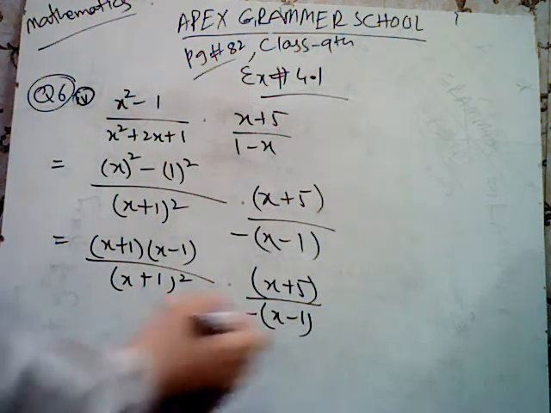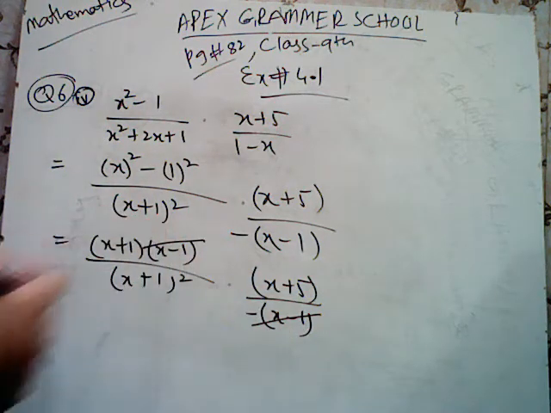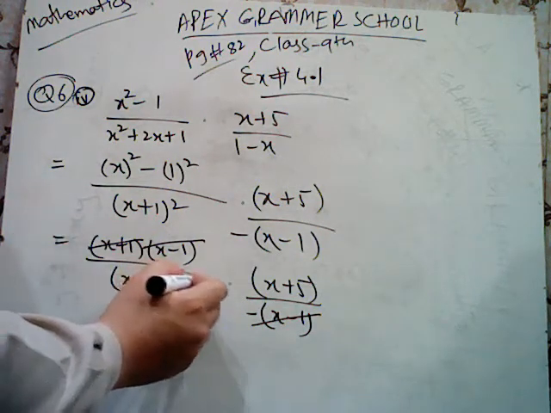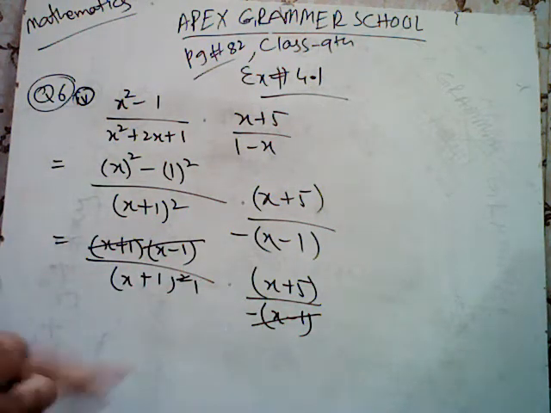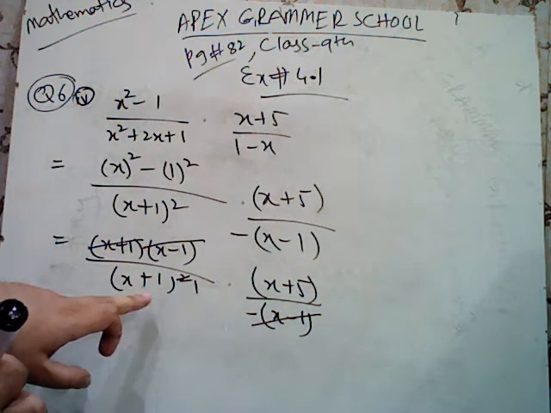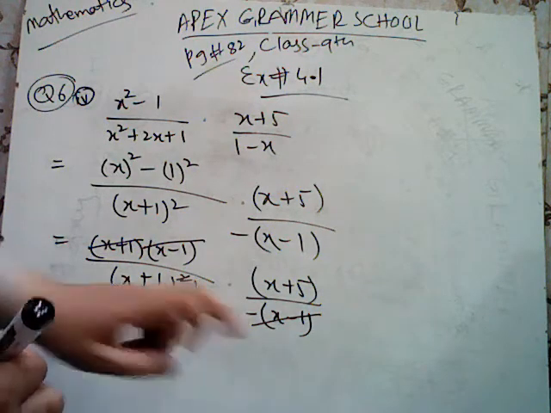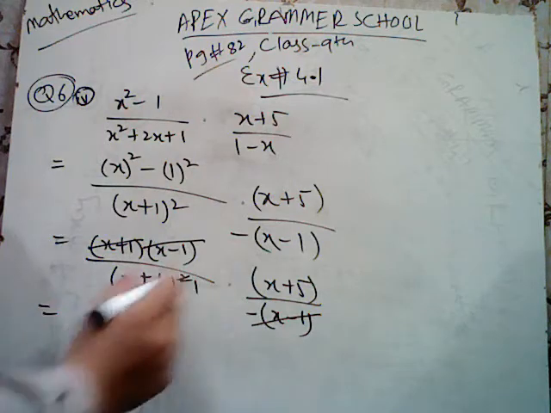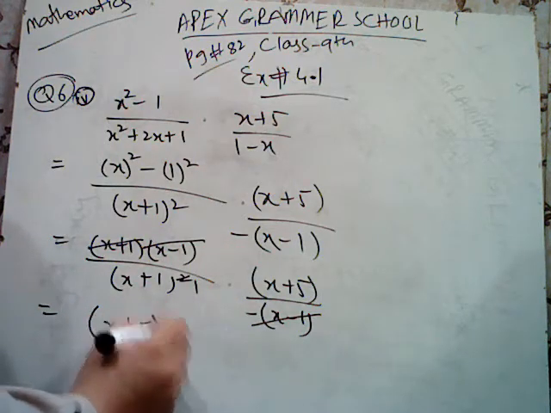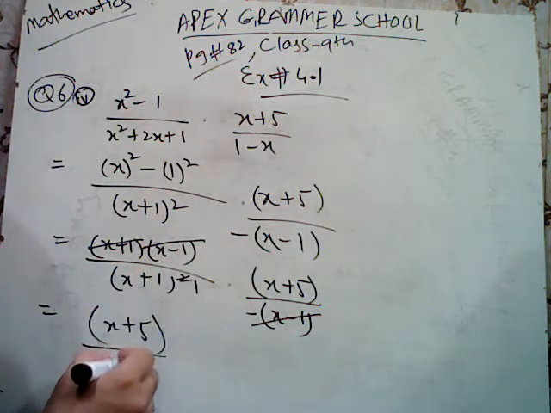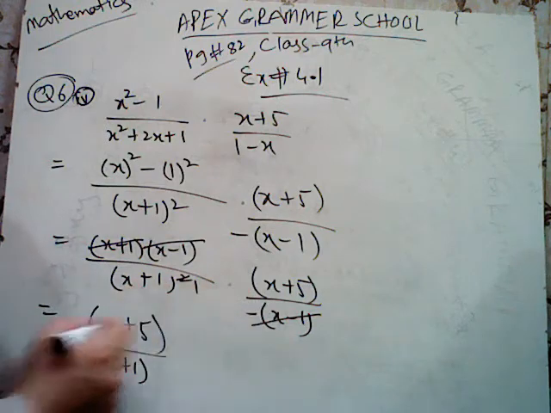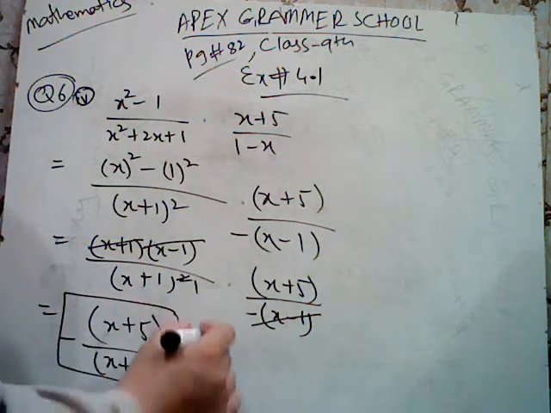Now see that x minus 1 is cancelled with this x minus 1. This x plus 1 is cancelled with this x plus 1. You see that x plus 1 is here. This minus sign is also here. So your answer will be x plus 5 over x plus 1, and this minus sign also. And that's it.